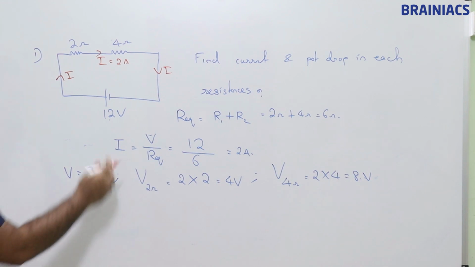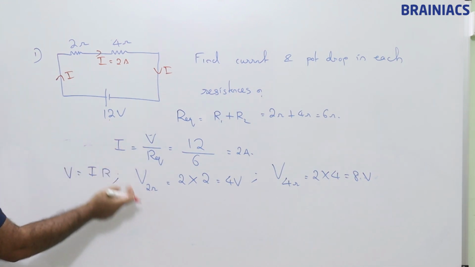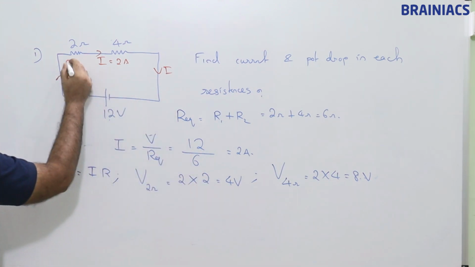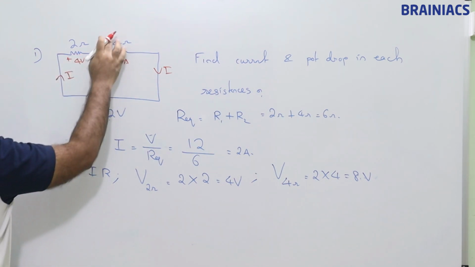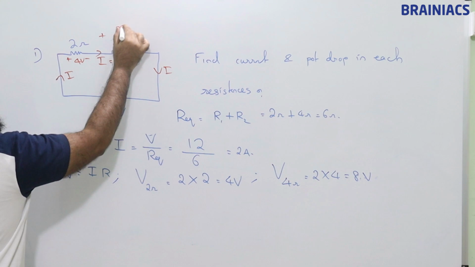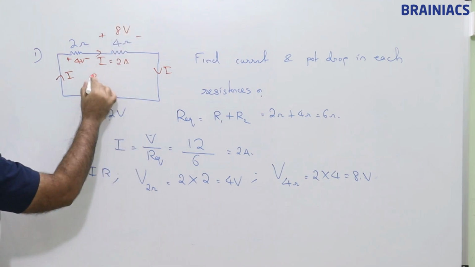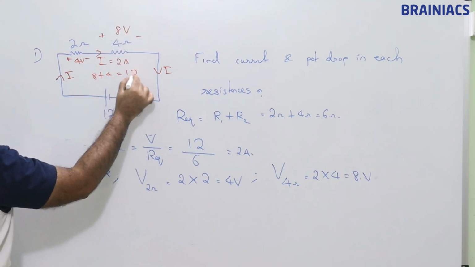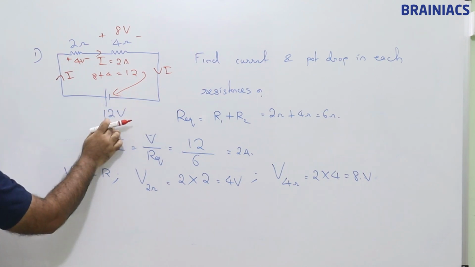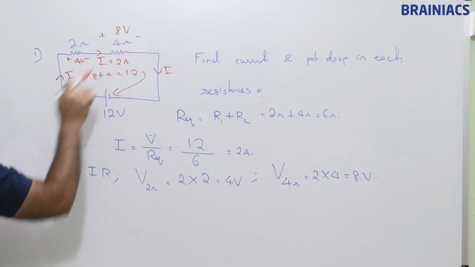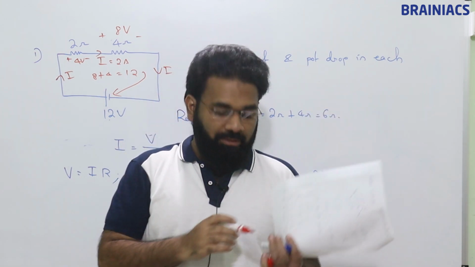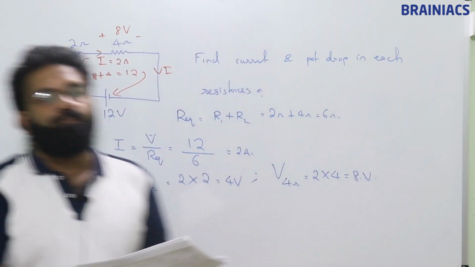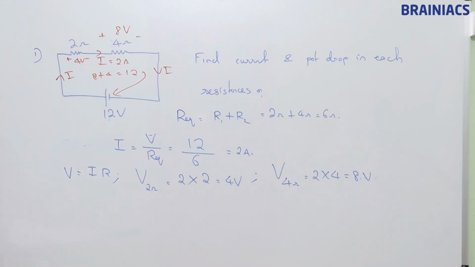Here this is 12 volt. How much is the drop at 2 ohm? This is going to be 4 volt drop. What about here? This is going to be 8 volt. So 8 plus 4 is equal to 12. So this 12 volt is distributed here and here. Resistance will eat the voltage. Clear? Simple question just to understand the basics.